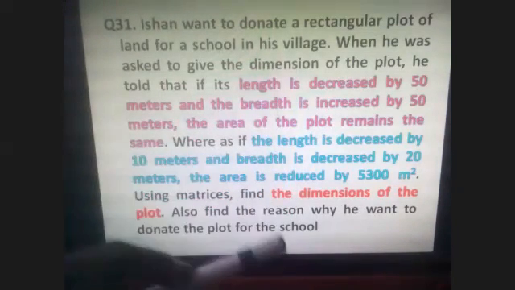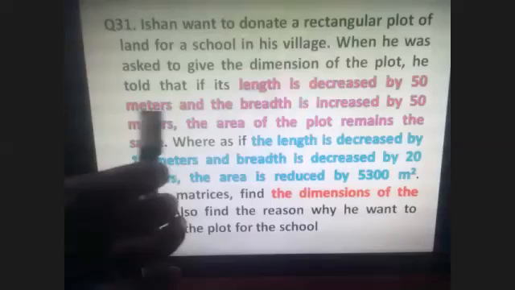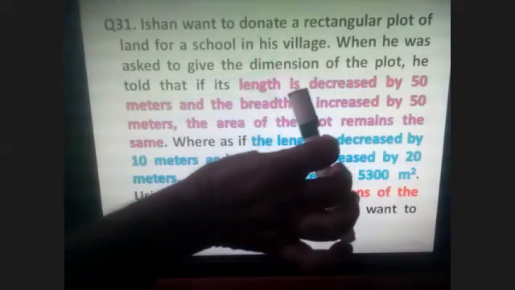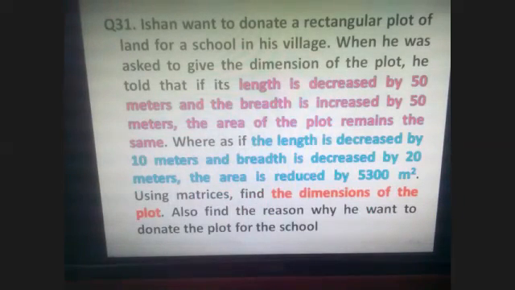If x and y are the dimensions of the plot, x is the length and y is the breadth, what will be the area? Area will be xy. Length decreased by 50 and breadth increased by 50, then what will be the area? x minus 50 into y plus 50. That will be the original area itself. Whereas the length is decreased by 10 meters and the breadth is decreased by 20 meters, the area is reduced by 5,300 square meters.